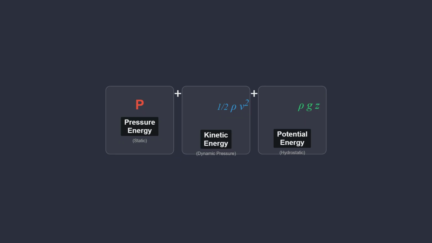First, pressure energy, represented by the static pressure P. Second, kinetic energy, represented by the dynamic pressure term, which is 1/2 times the fluid density ρ times the velocity squared. Third, potential energy, represented by the hydrostatic pressure term, which is the density ρ times gravitational acceleration g. The sum of these three specific energy terms defines the total head or total pressure of the fluid system.